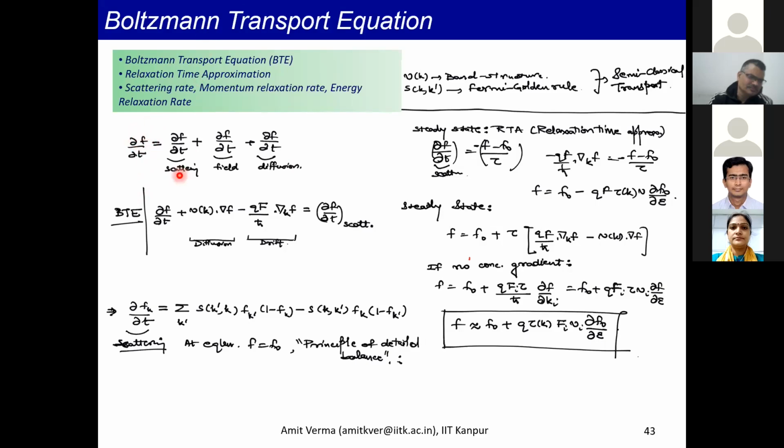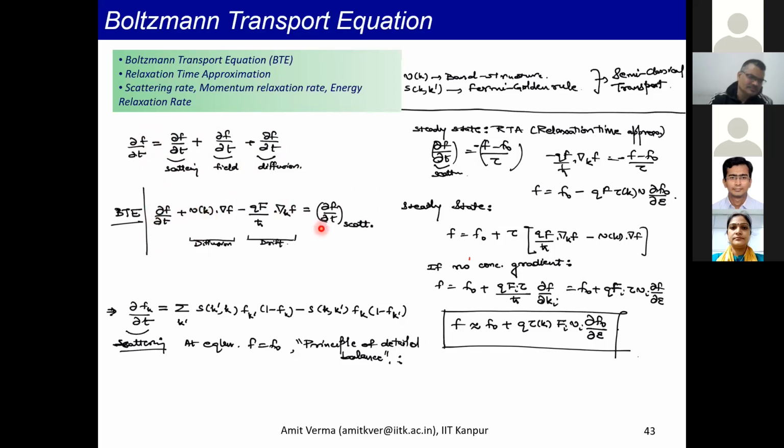So the Boltzmann transport equation is the differential equation of this occupation function, and it changes because of either scattering, because of field, or because of diffusion. Okay, and this is the form of the Boltzmann transport equation. There are no general solutions for it. We know that this has all the physics in it, but there are no general solutions for it. We can solve it under some approximations.